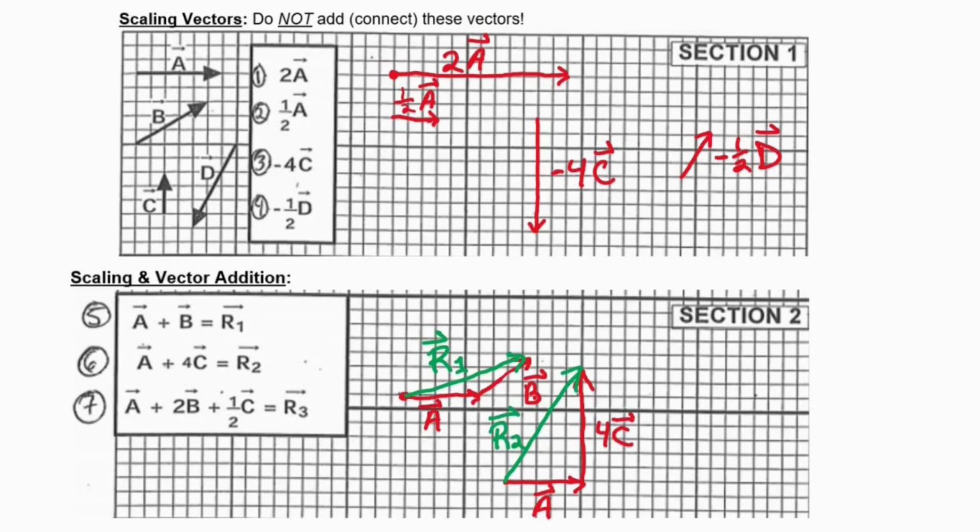Okay, so for 7, we have a, and then 2b, and 1/2 c. Okay, so we have a going to the right, and 2b. This isn't exactly going to be my 2b, but we can imagine that that's 2 times as long as b. It looks a little short, but I think I'm okay with that. And then 1/2 c. Okay, and we're going to have our resultant vector, r3. So we started over here, ended up over here, and this is our resultant vector 3.